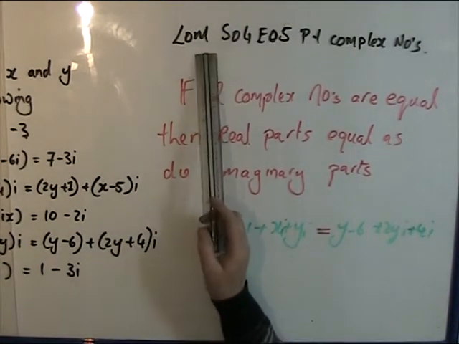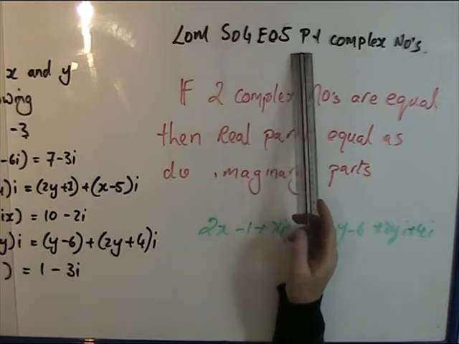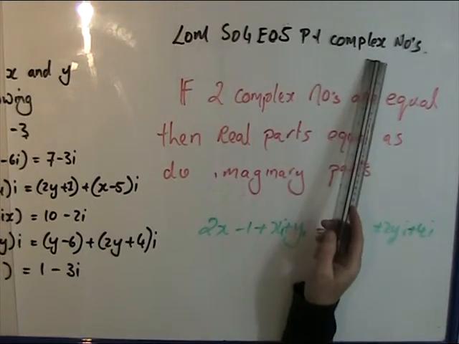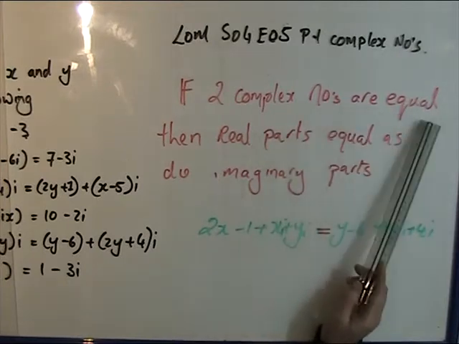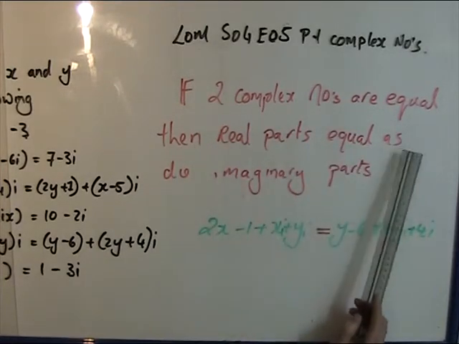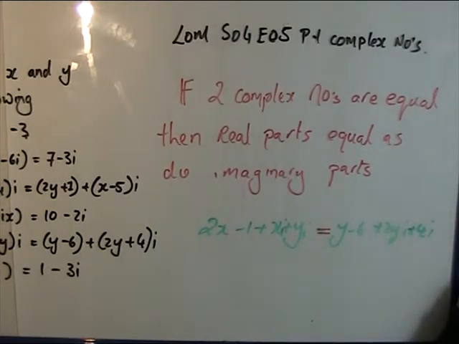Now today we're on Leaving Cert Early Level Maths Series 4, Episode 5, and it's Paper 1, and we're doing complex numbers. Now, if two complex numbers are equal, then the real parts are equal, as do the imaginary parts. Okay, so what does this mean to you and me?